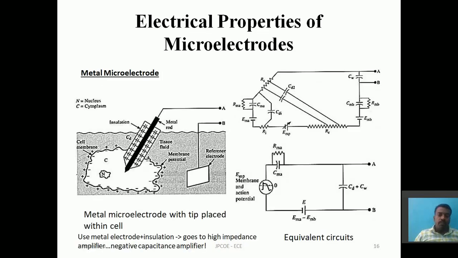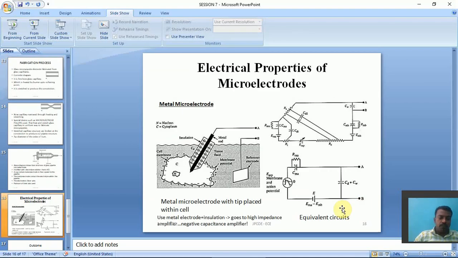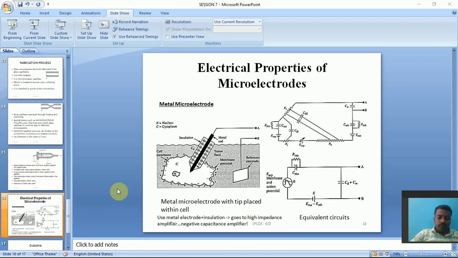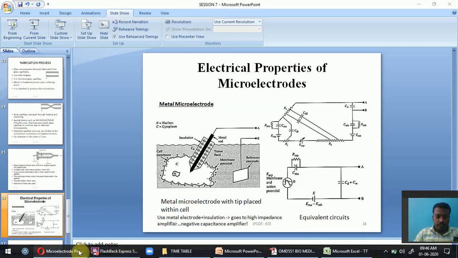Before seeing the outcome, we have to see one video. We are going to see one small video on how to manufacture the microelectrode. Okay, let's see.